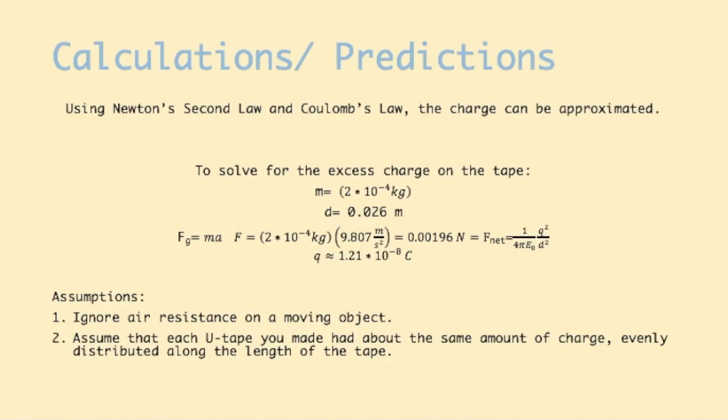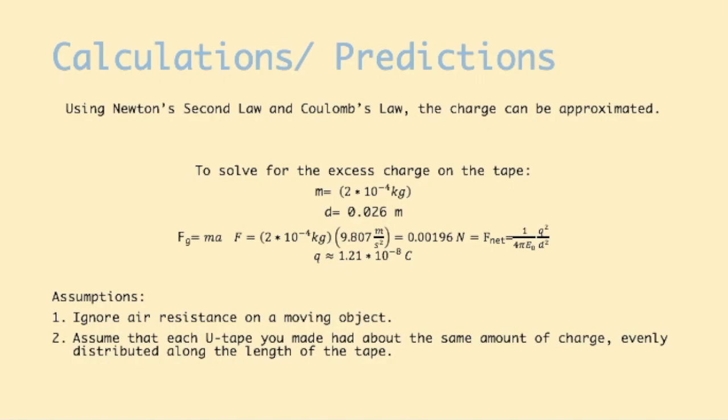With the measurements of a mass of 2 times 10 to the negative 4 kilograms and a distance between the two tapes, when the top tape was floating, of 0.026 meters, we can plug these values in order to solve for Q, the charge on the tape, which was found to be 1.21 times 10 to the negative 8th coulombs.